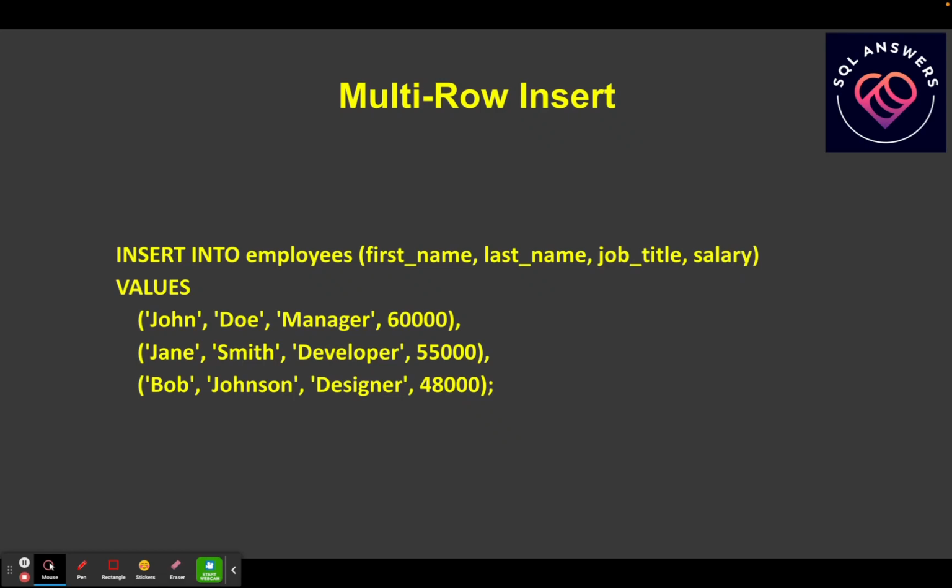And what you do is you just create sort of a data structure here on the fly that maps to the columns in your insert. So I'm inserting a first name, last name, job title, and salary. And I just need to provide a data structure that contains a value for each of those for each row. So these are all individual rows that are getting inserted into the employees table in one SQL statement.